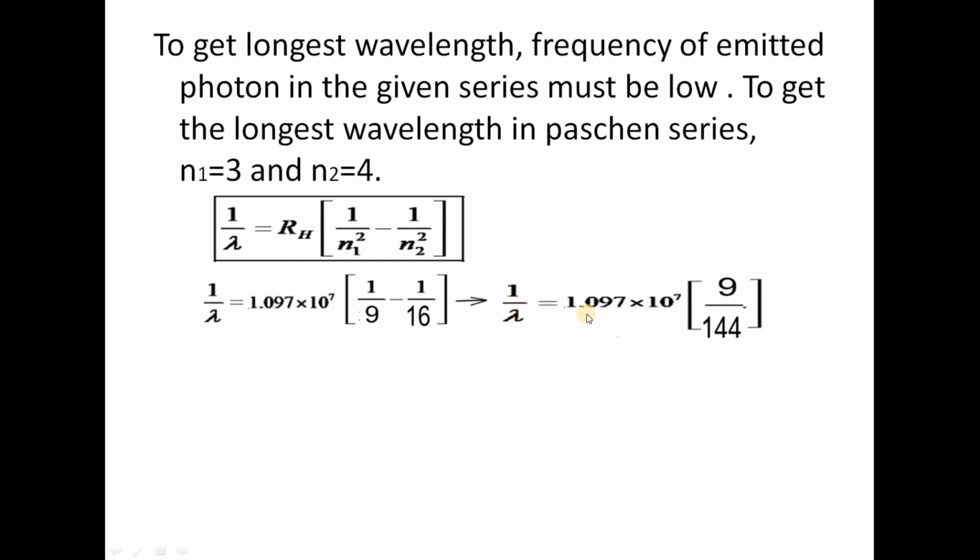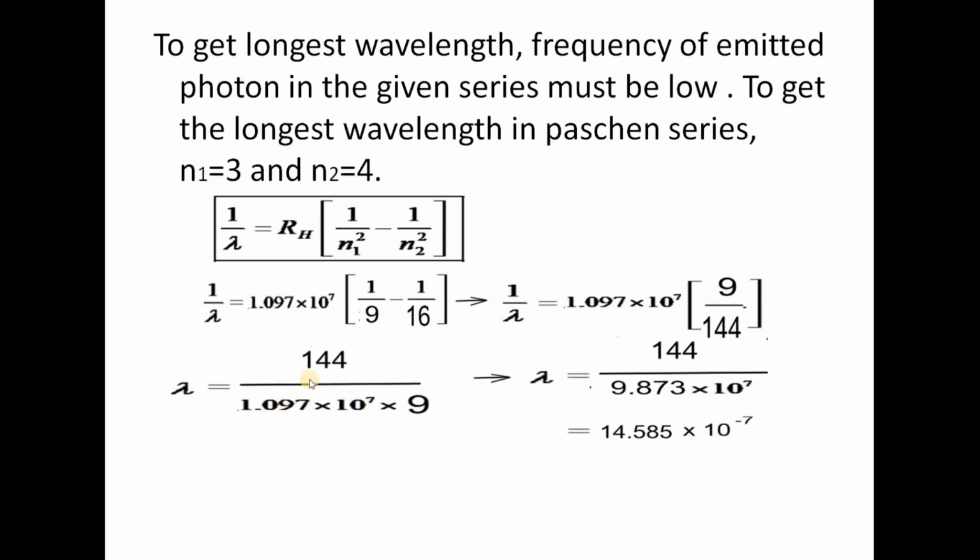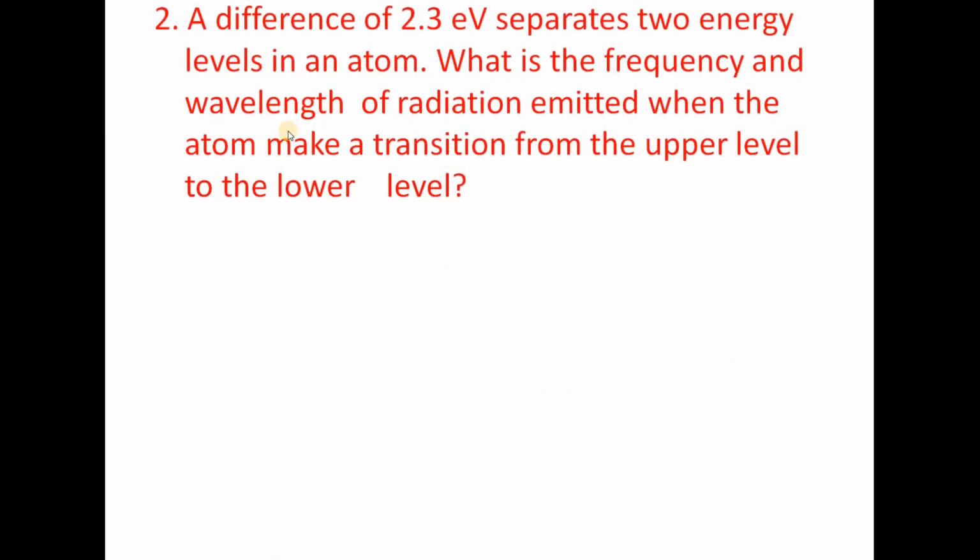That is nothing but 1 by lambda equal to 1.097 into 10 power 7 into 7 by 144, if you simplify this. Now lambda, if you take the reciprocal, you will get this value. Then after simplification, you will get lambda equal to 1458.5 nanometer. So this is the longest wavelength present in Paschen series. Now let us solve the next problem. That is the second problem.